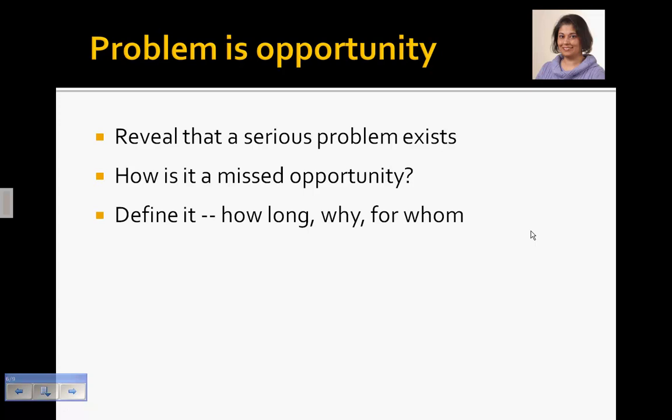How long has our organization been trying to attract landscaping customers? Why? In this case, landscaping customers are more profitable for us. There's less upkeep once the design is put into place by us. And so as the customer stays longer, we actually enjoy more profit from them. And for whom is it a problem? It's a problem for the whole organization, because the growth and the health of this organization relies on new customers.